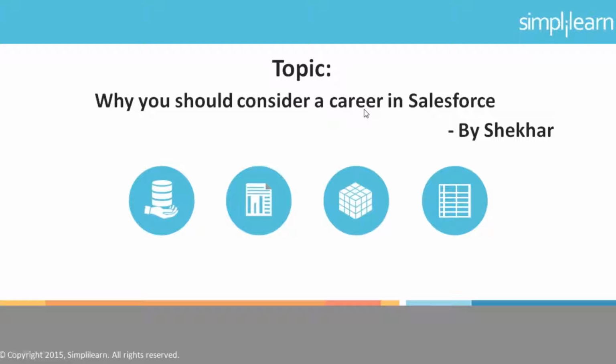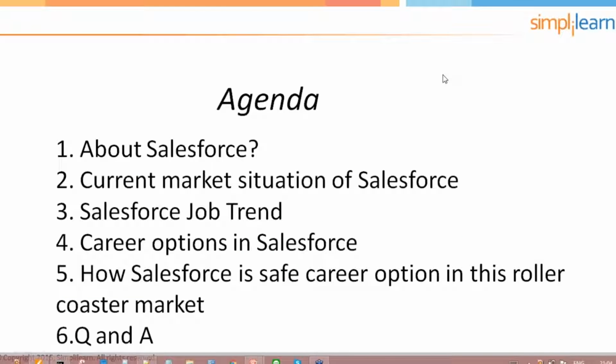Let me start first with the agenda. If you can see on the screen, our focus today is to understand why one should consider a career in Salesforce. What is so special in this amazing tool that is making so much difference in the market, and a large number of people are changing their career and coming to Salesforce or starting their career with Salesforce.